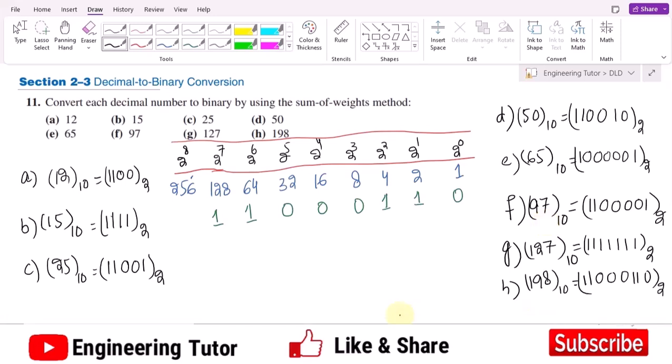So that's it for today, in which we have discussed a table here, and you have to draw it because these are all the powers of 2, and because I have to use the sum of weights method, it is mandatory to first draw this table, and then you can very easily convert any decimal number into binary. Okay, so that's it for today.